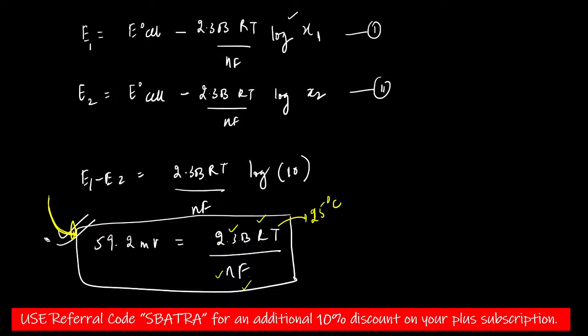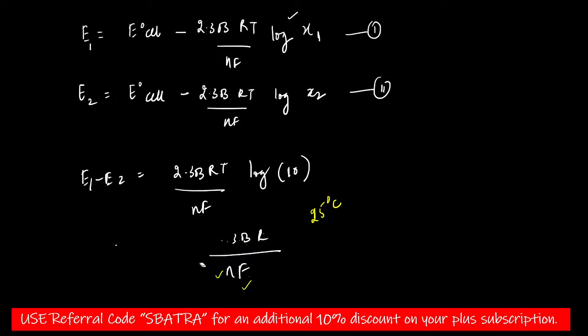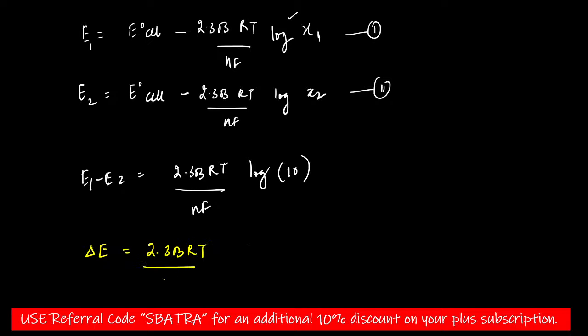Clear? Okay. So let's do one thing. Let's erase this one also. Let's erase this part also. So we got this expression: delta E is equal to 2.303 RT by NF. You can see this was the expression. Delta E is equal to 2.303 RT by NF. Okay, so we got this value.